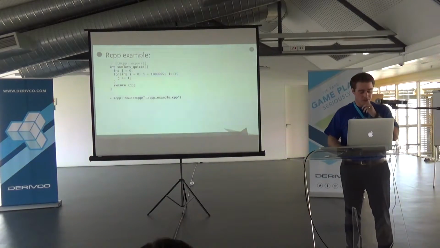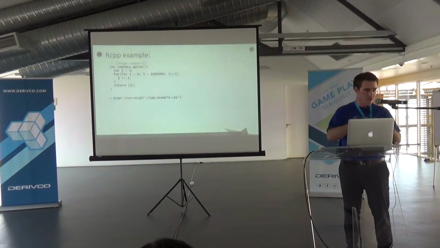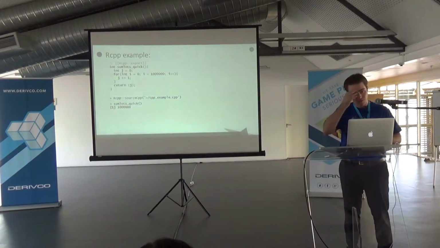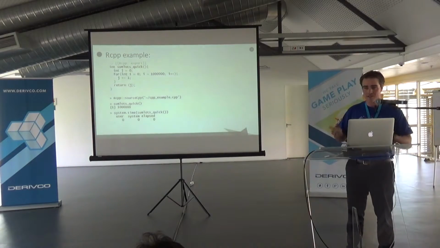So we benchmark this function. You start by sourcing it. So you say, compile this file. It compiles it. It brings the method into R land. And then you call this function, right? And it gives us 1,000,000, which is the correct result. Whew, huge relief. Okay. And when we check how long it takes, 0 seconds.